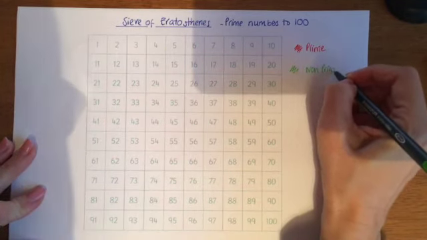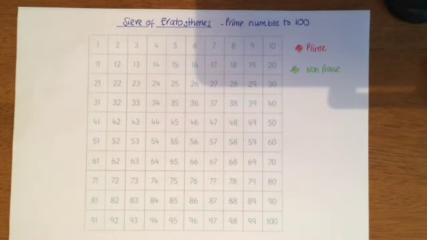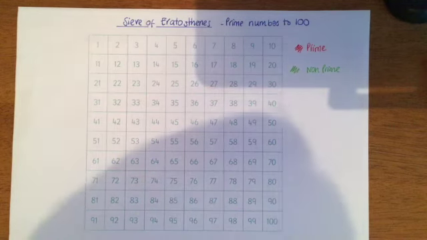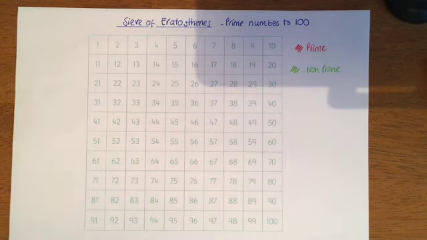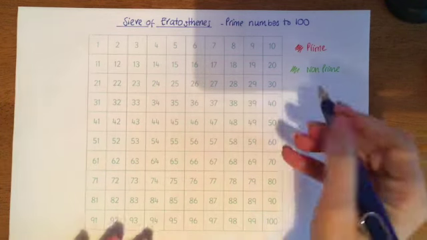So how he did this was he started off with a number, he picked a number and he figured out what other numbers, based on the number he'd chosen, wouldn't be a prime number. So how it works is you need to know the rule of a prime number. A prime number is a number that can only be divided by itself and one. So therefore it only ever has two factors. Okay, so I'll write that down.